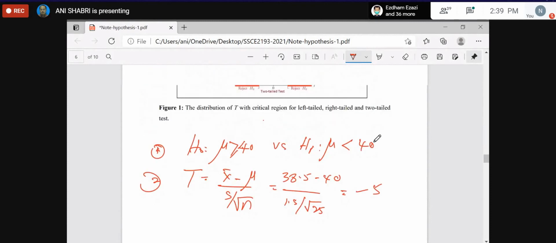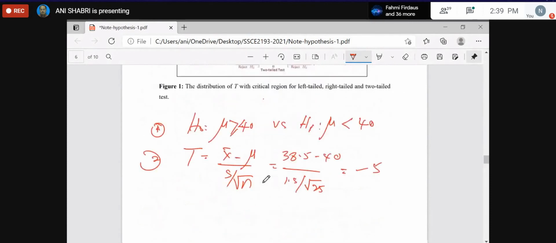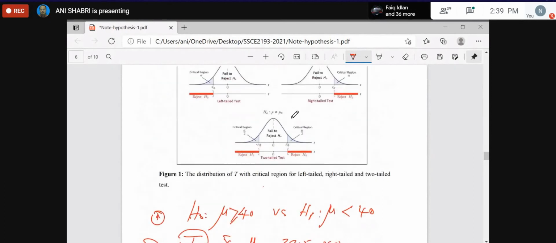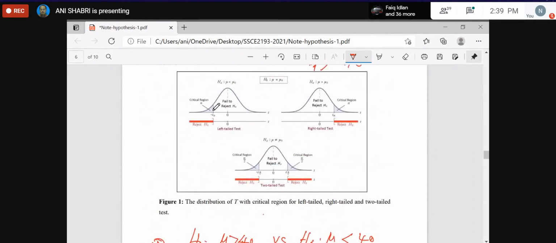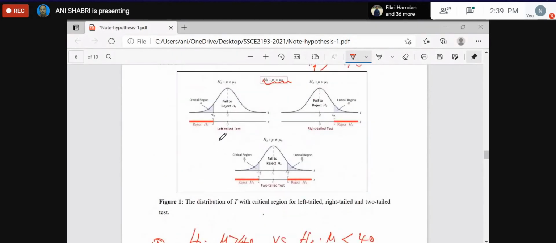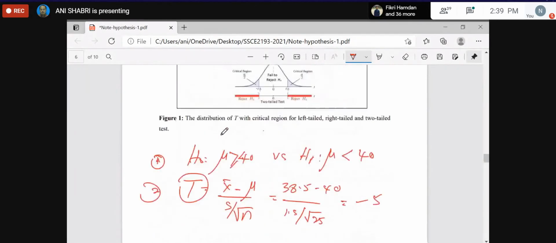Which region? For this one, you must consider the T distribution. You cannot compare with Z. You must compare using T, because this one is T. T must be compared with T, and Z must be compared using Z. Alpha is 0.05.